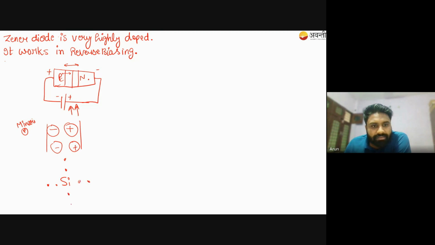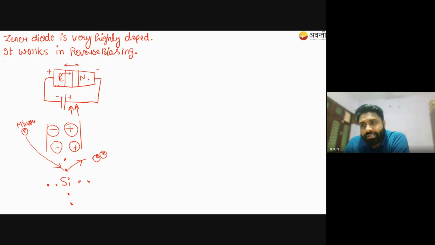So when this minority electron comes with very high kinetic energy, it will knock off this electron and itself become free. So now we have two electrons in the circuit, and this is not happening only for one electron. There are a huge number of minority electrons, although very few in comparison to the concentration of electrons in the n region, but there are some electrons present in the p region, the minority charge carriers.